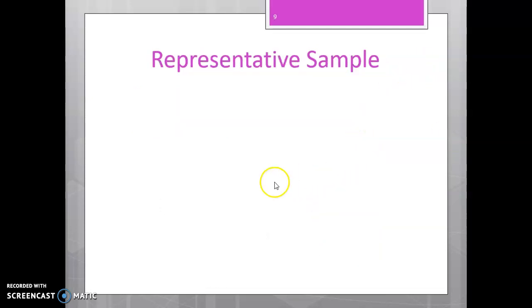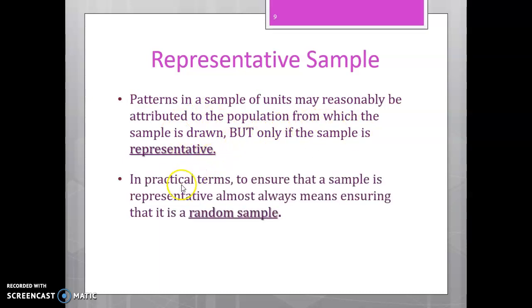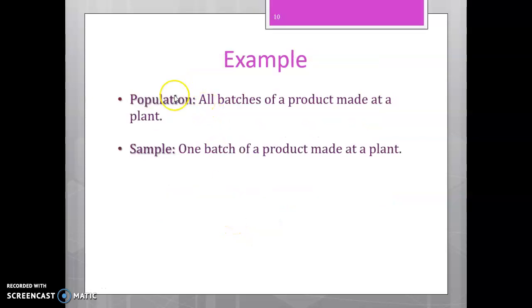Okay, a representative sample. Patterns in a sample of units may be reasonably attributed to the population from which the sample is drawn, but only if the sample is representative. So in practical terms, it ensures that your sample is almost always a random type of sample. Here's an example of what we're talking about.